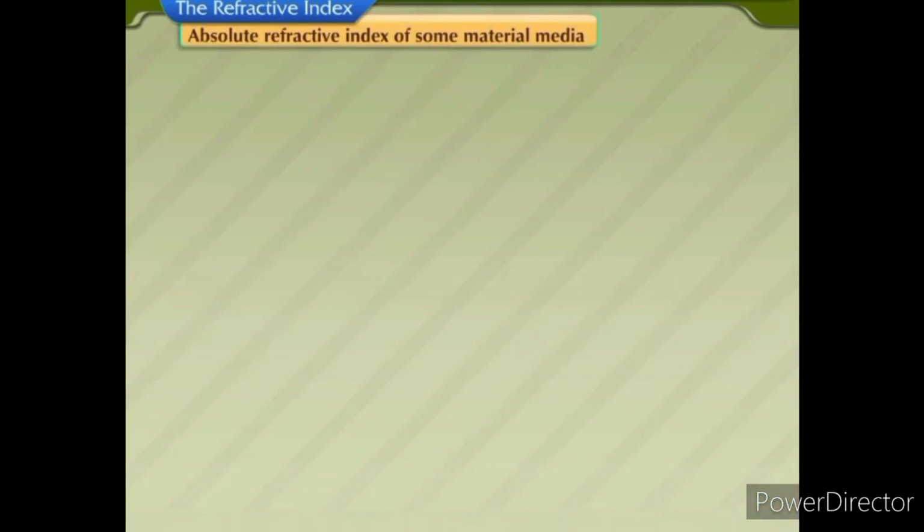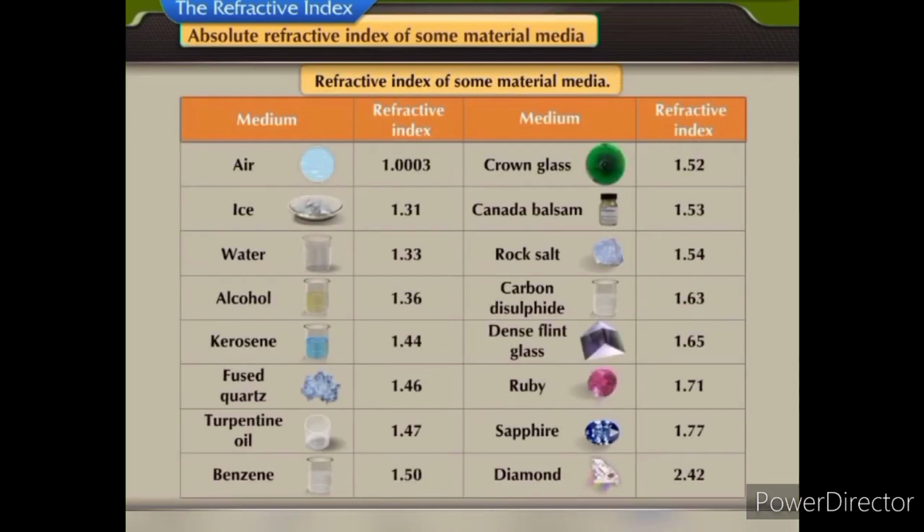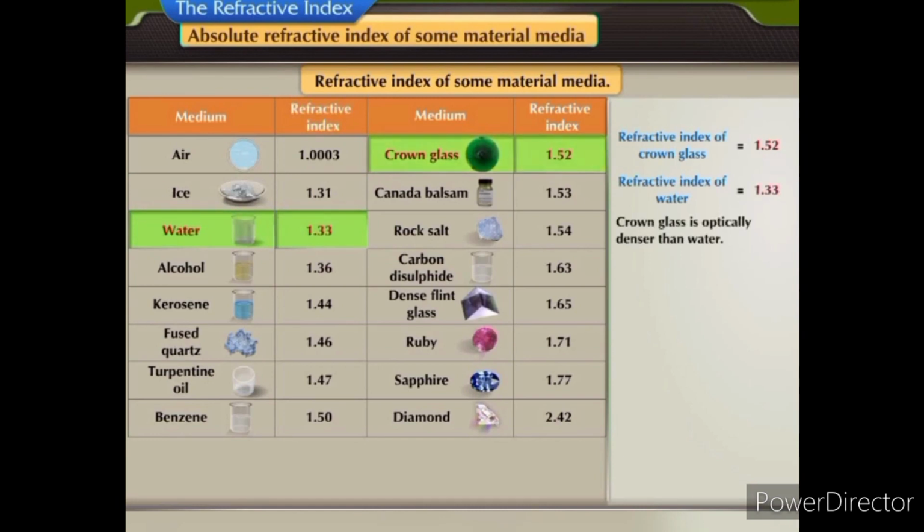Absolute refractive index of some material media. Refractive index for different media is different. The refractive index of some material media are given in a tabular form. Which of the two, crown glass and water, is optically more dense? The refractive index of crown glass is 1.52, while the refractive index of water is 1.33. Hence, crown glass is optically denser than water.